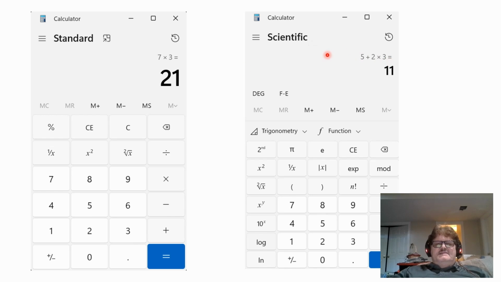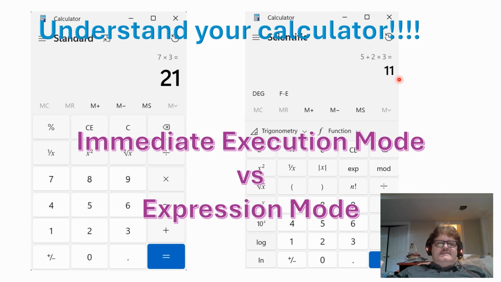If you switch that same PC calculator to scientific mode, which you can do, you're going to get the correct answer of 11. And I'm not going to go into a lot of detail on this, but you need to understand your calculator. Cheap dollar store calculators also work in immediate execution mode, and there's just two different types of entries or input methods for calculators. Make sure you understand that before you try to reinforce an incorrect answer with a calculator.